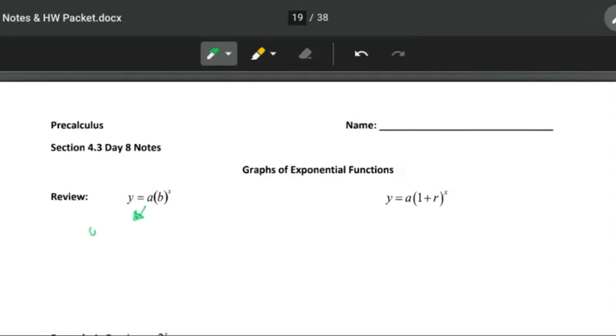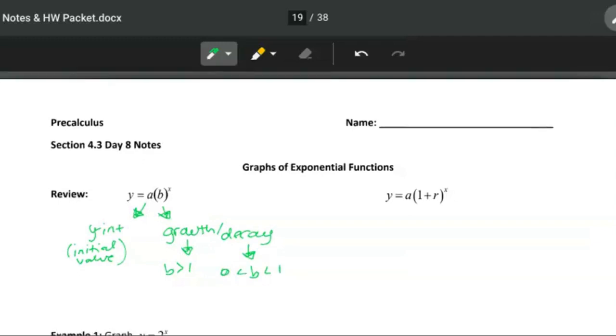And remember, a is your y-intercept. It can also be thought of as the initial value. If you were doing a word problem, it would be the initial amount you started with. And b will tell you growth or decay, whether you have exponential growth or decay. Remember, growth happens when b is bigger than 1. Decay happens when b is between 0 and 1.